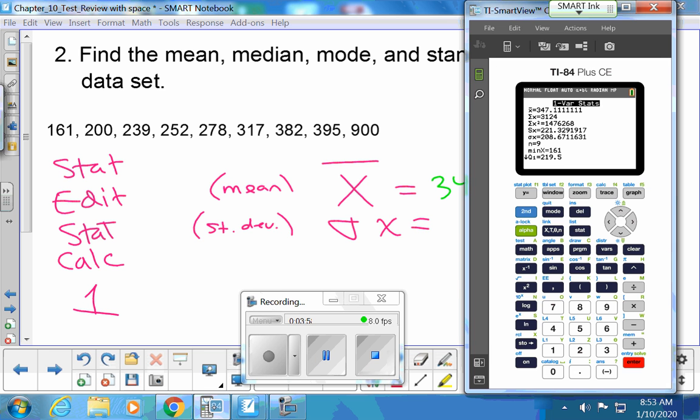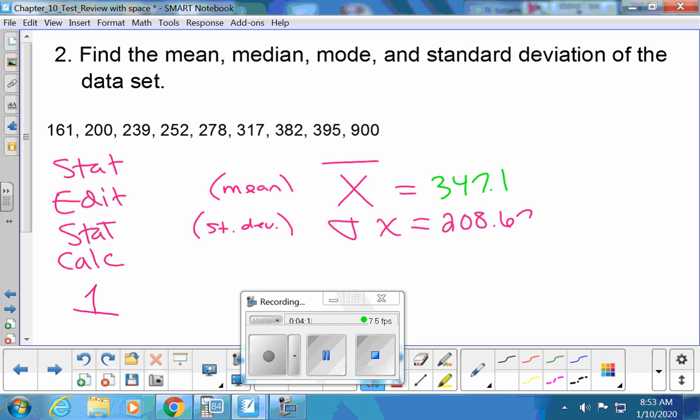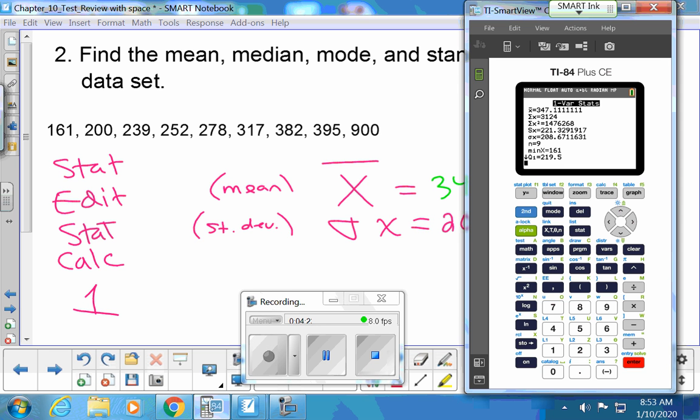And then this is just the sum of all the numbers. We don't need this. We don't need the sum of all the numbers squared. Here, n is how many numbers are on our list. We have 9 numbers on our list. Sigma x, that's standard deviation. 208.67. I can't believe no one's asking what the standard deviation is. It kind of tells you how spread out the data is. I'll get to your question in a second.